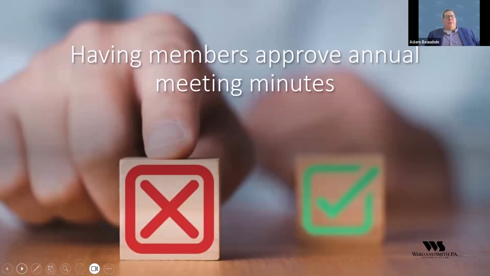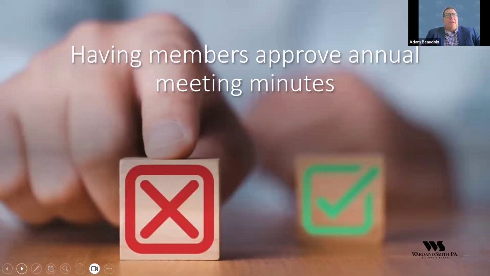Oh, since we're on the meeting kick here, another one of my favorites: having members approve annual meeting minutes. This is another one where if we were in person, I would say, raise your hand if on your annual meeting agenda, you include approval of the previous year's board minutes or the membership minutes. And a lot of hands would shoot up.